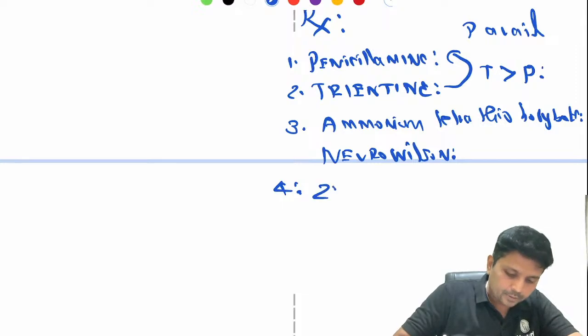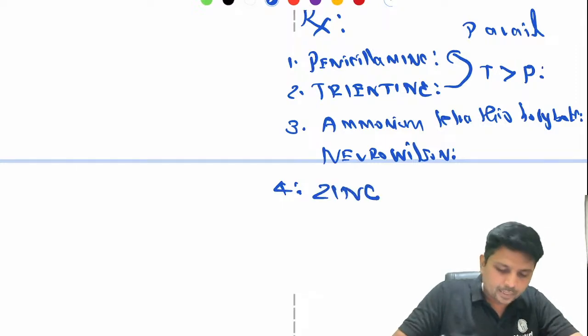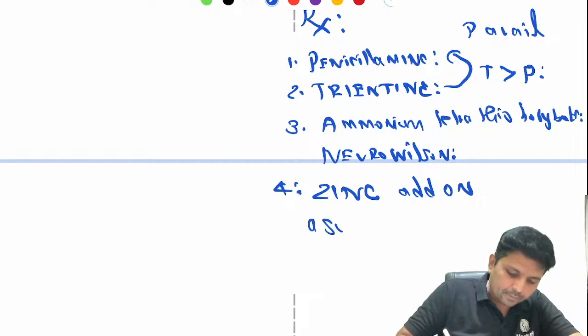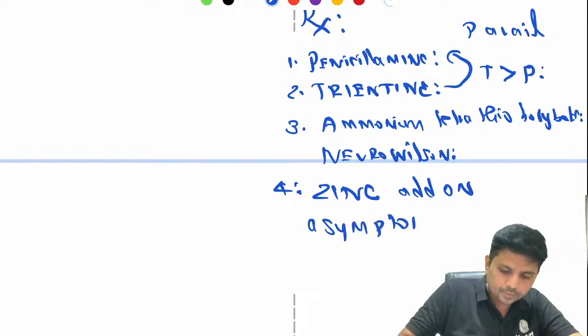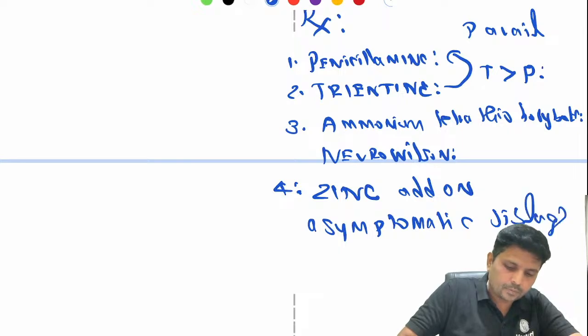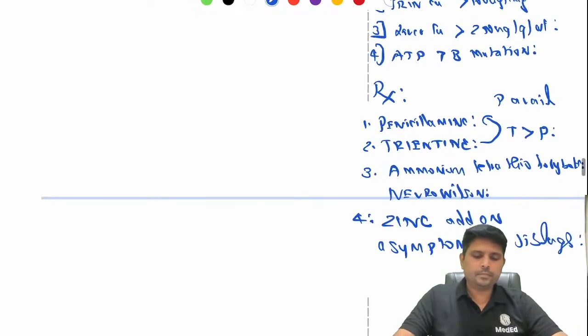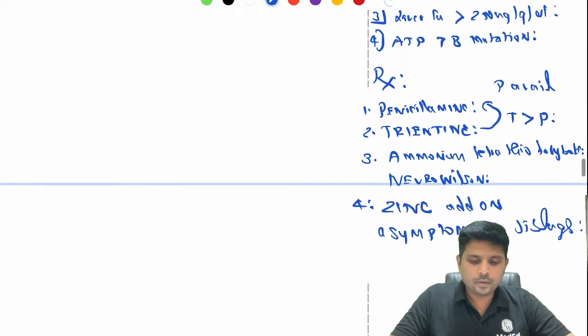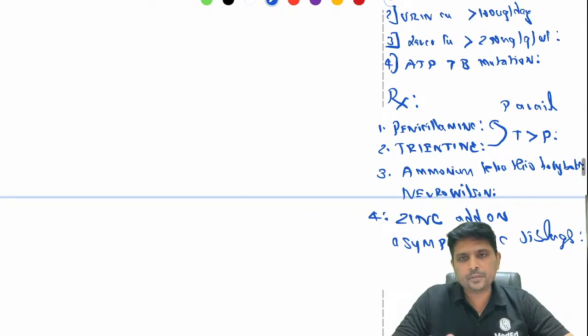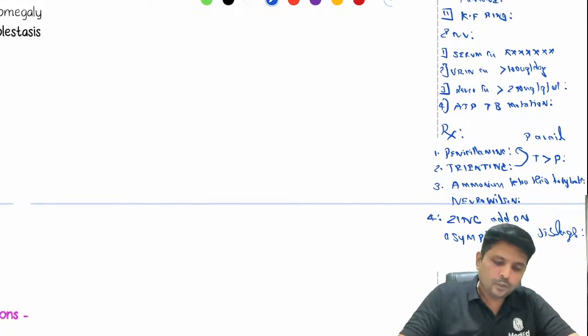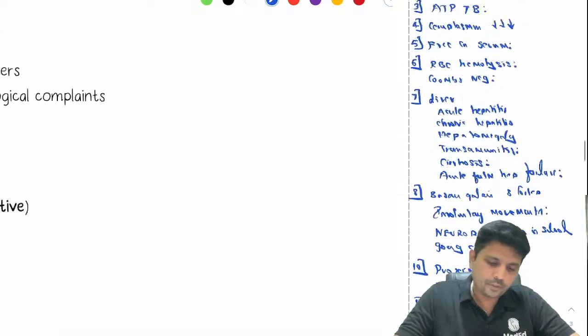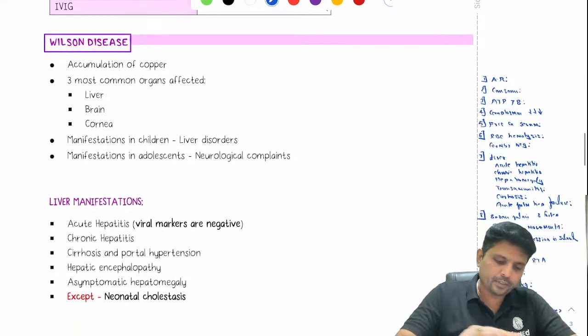And then zinc. Zinc is an add-on therapy. It can be given in asymptomatic siblings. Okay, so this is all about Wilson's disease.